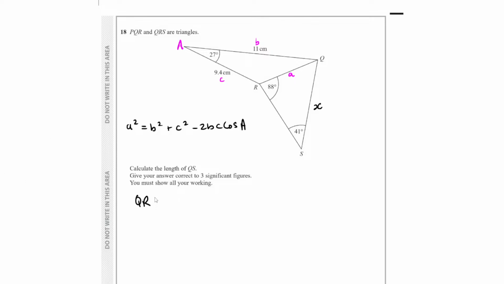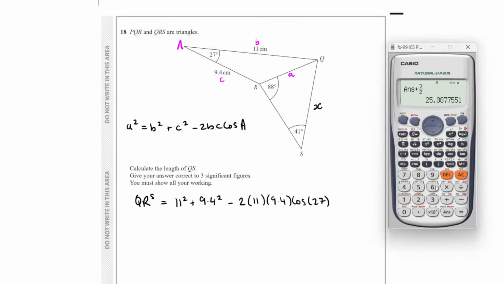So QR squared is the same as 11 squared plus 9.4 squared. Obviously write it down and then type it into your calculator. Minus 2 times 11 times 9.4 cos 27. Get your calculator. Now I've written it down like that, but I do tend to type it in differently, so I'll just show you. The first bit's fine, the first bit's the same.